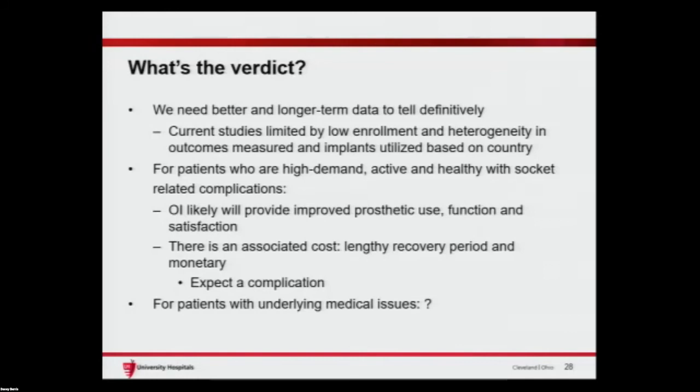For patients who are high demand, though, who are active, healthy, motivated, and have socket-related complications, I think that OI will likely provide improved prosthetic use, function, as well as patient satisfaction. If I'm counseling patients, that's what I would tell them.